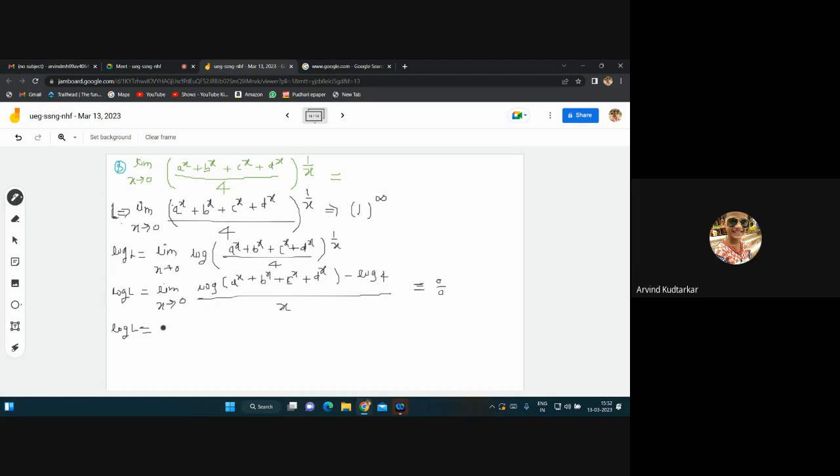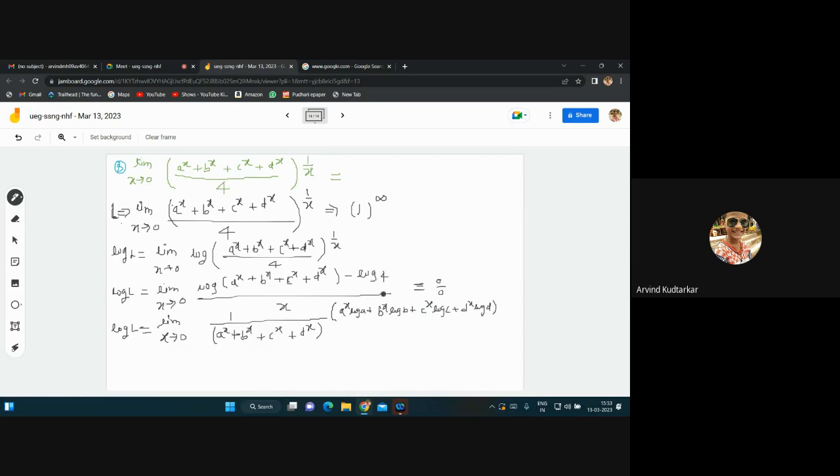तो लॉग का डेरिवेटिव क्या होता है, 1 अपॉन ना, सो लिमिट एज x टेंड्स टू 0, लॉग का डेरिवेटिव 1 अपॉन क्या होगा, a रेस टू x प्लस b रेस टू x प्लस c रेस टू x प्लस d रेस टू x, बराबर ना, असं होईल. और फिर से ये लॉग का डेरिवेटिव हुआ, व्हाट इज द डेरिवेटिव ऑफ टर्म इन लॉग, तो a रेस टू x का डेरिवेटिव क्या होता है, a रेस टू x इनटू लॉग a प्लस b रेस टू x इनटू लॉग b प्लस c रेस टू x इनटू लॉग c प्लस d रेस टू x इनटू लॉग d, बराबर है ना, ऐसे मिले.